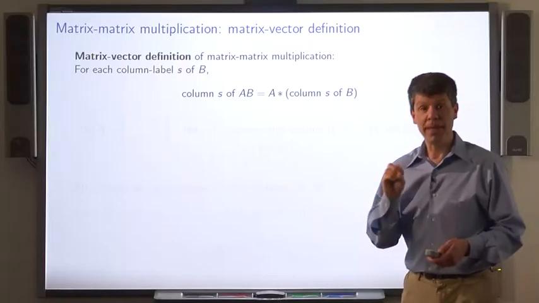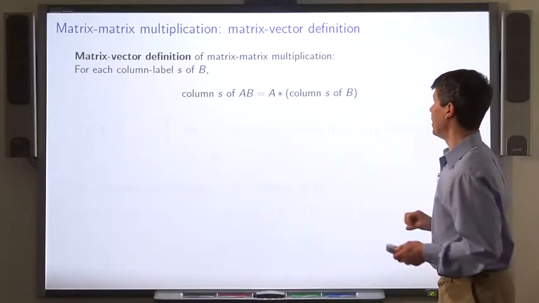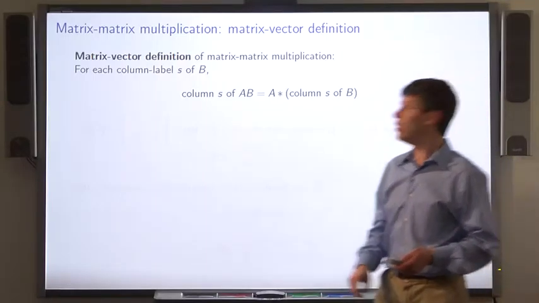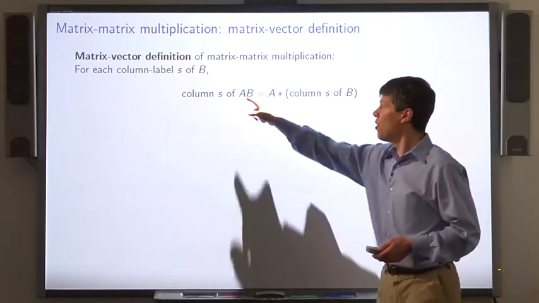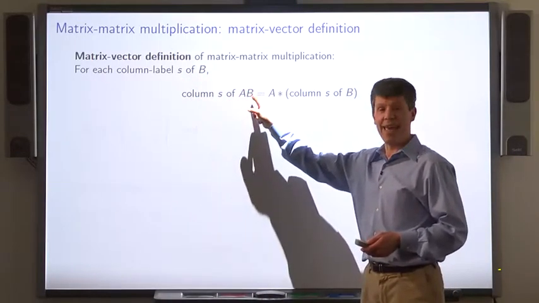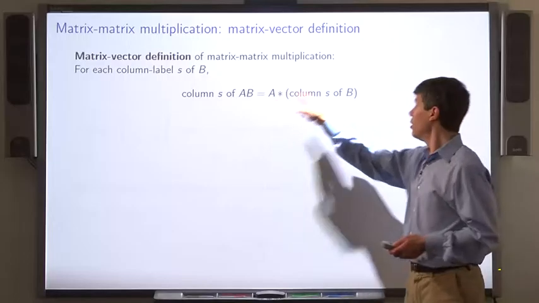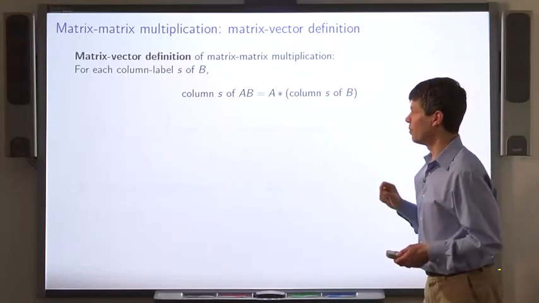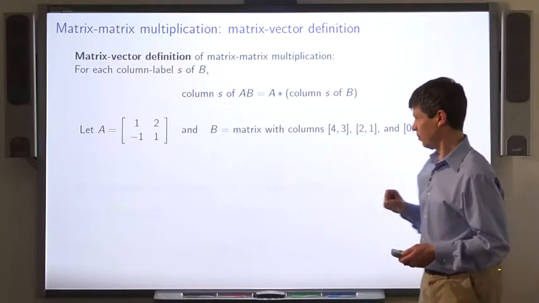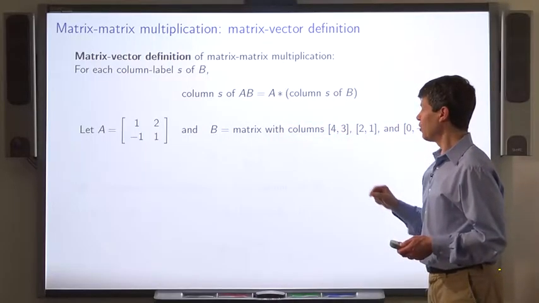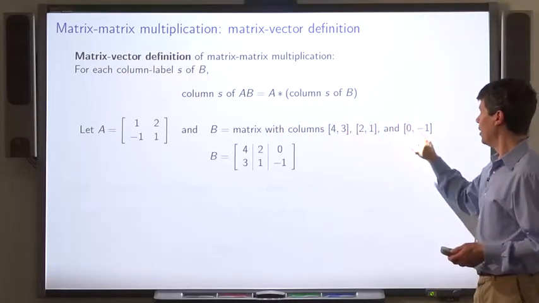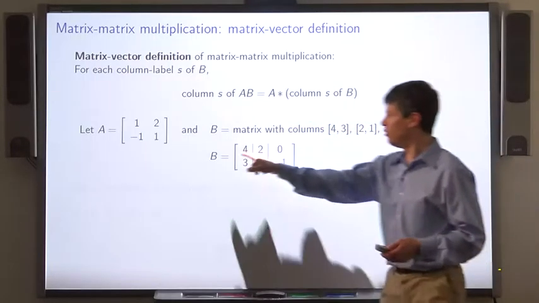Now I'm going to give the matrix vector definition of matrix-matrix multiplication. For each column label S of B, column S of the product AB is A times column S of B. So for example, let A be this matrix, and let B be the matrix with columns 4, 3, 2, 1, and 0, minus 1. So here's B.